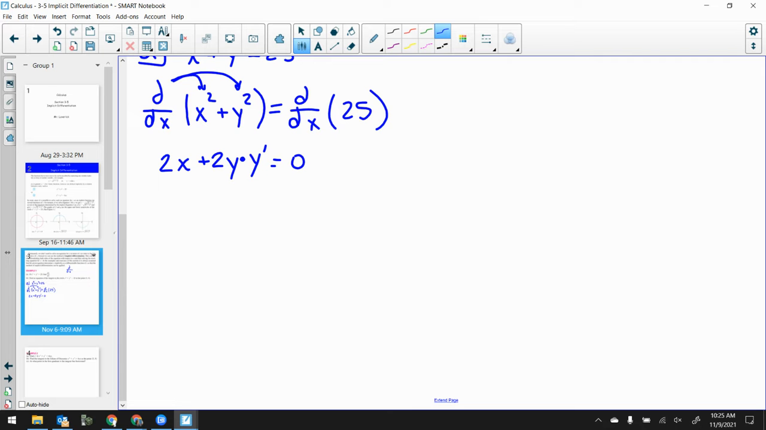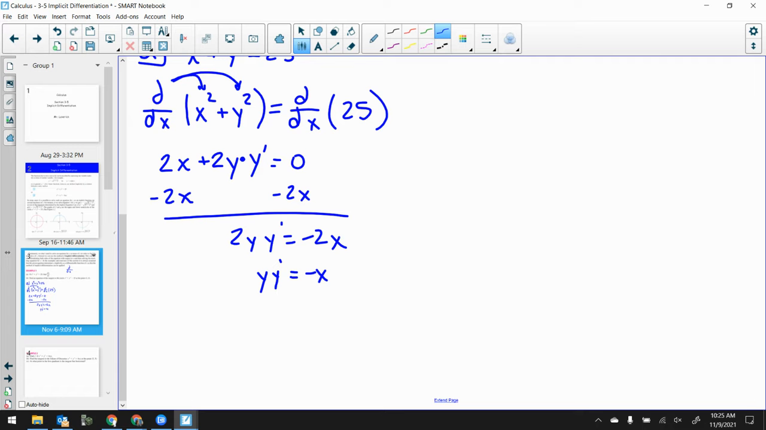Now, implicit differentiation says, just solve this for y prime, and you've found your derivative. So I'm going to subtract the 2x from both sides, and that's going to give me 2y prime is equal to negative 2x. If I divide this 2 over to the other side, it makes the 2 on the other side go away. So y prime is equal to negative x. And then I divide by the y over to the other side. So y prime is equal to negative x over y. That's the derivative.